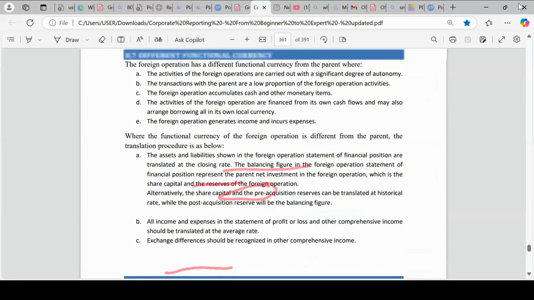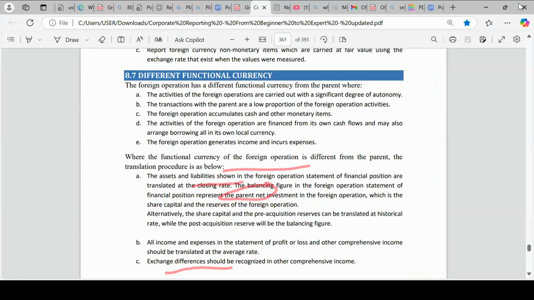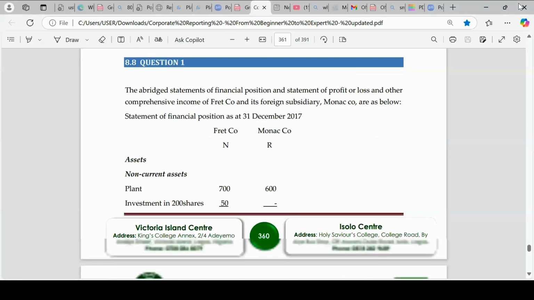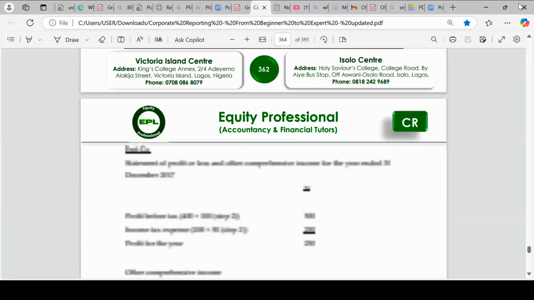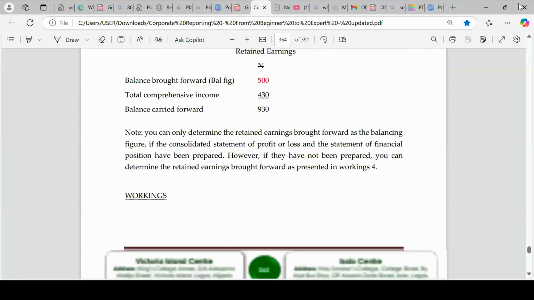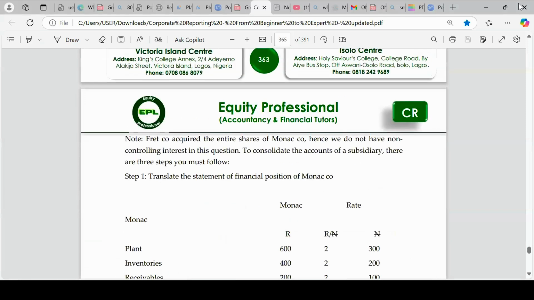Okay, let me just summarize this way. This is what we're going to do so that we can move on quickly. You see, there are a few steps when it comes to consolidation of a foreign subsidiary. They just used it directly in the solution. I'm just going to spell them out like this.